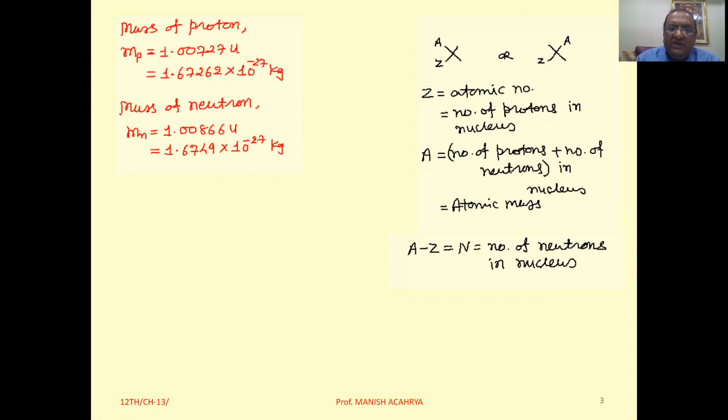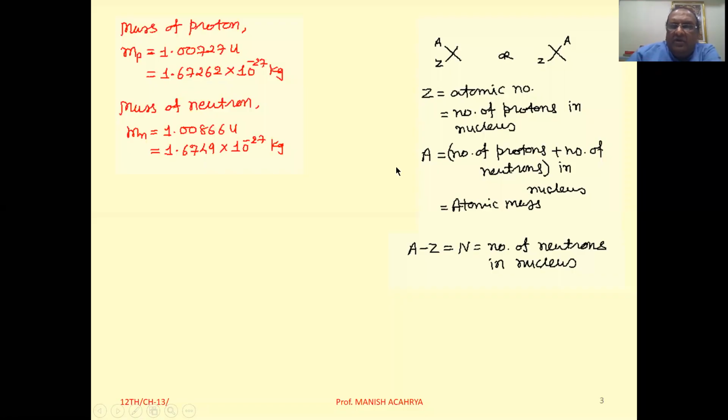So then it was clear that in the nucleus, protons, which are electrically charged and possess positive charge, and neutrons, which are electrically neutral, reside in the nucleus. So we can say these are the constituent particles of nuclei. Clear to all of you?